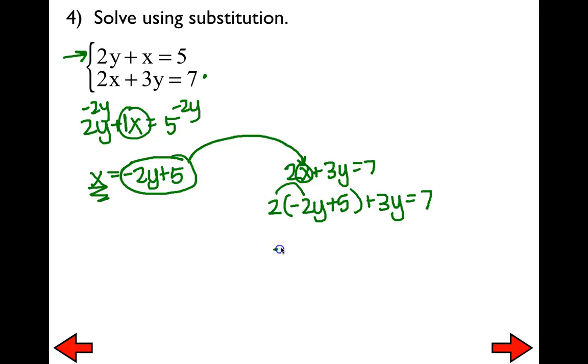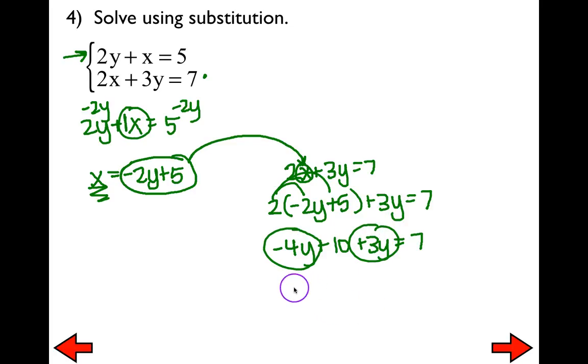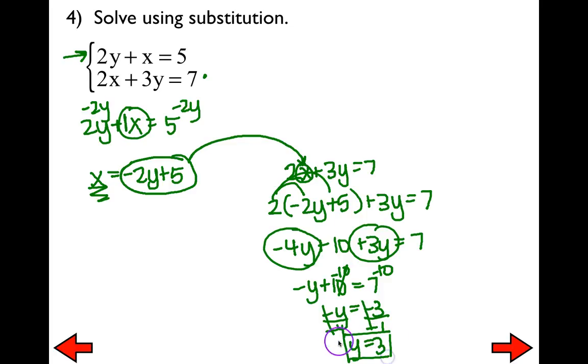So here you're going to be left with negative 4y plus 10 plus 3y equals 7. We're going to combine like terms. So negative y plus 10 equals 7. Subtract 10 from both sides. We have negative y equals negative 3. Last step, divide that coefficient. The negatives cancel each other out. y equals 3. So notice y is still 3, just like in the last one.